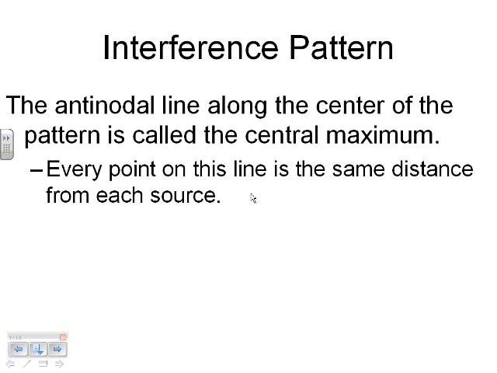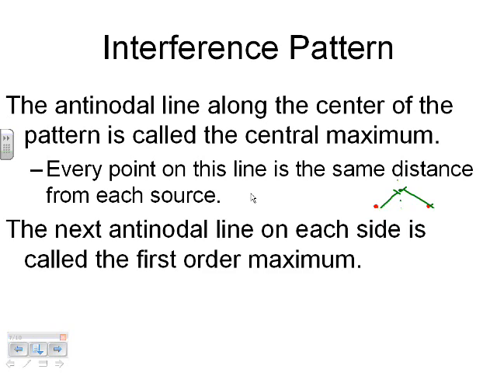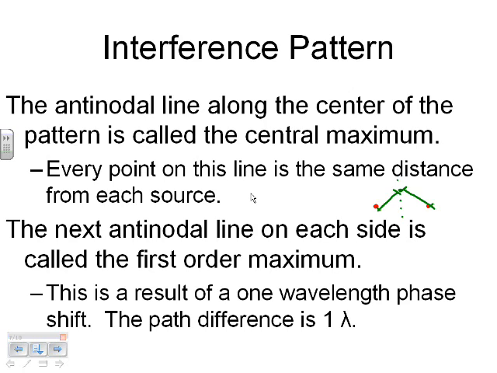So if we were to do a quick sketch here, if those are the two sources, and then we looked at a point on the line, maybe right here, we see that it's the same distance from each of those. And every point on that line would be, again, the same distance from each of the sources. The next antinodal line on each side is the first order maximum, and there that's a one wavelength phase shift, as we call it, and we'll talk more about phase shifts, but in that case the path difference is 1 times the wavelength.